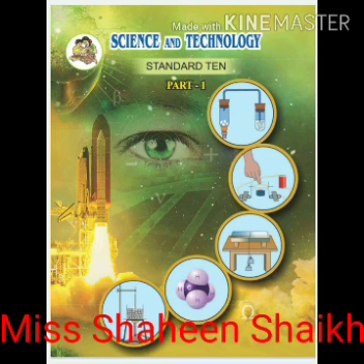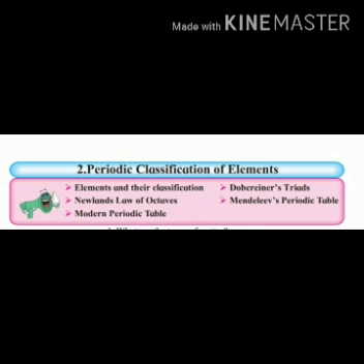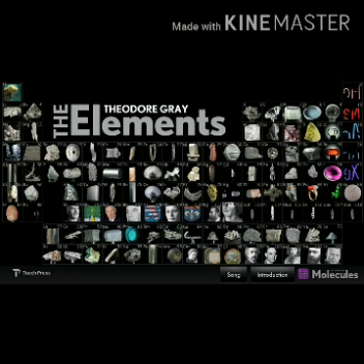In the previous lecture, we have learned about elements and their classification, Dobereiner's triad, Newlands' law of octaves, and the Mendeleev periodic table. Students, today we will study the modern periodic table. Before we start with the modern periodic table, let us recall what we have studied in the previous lecture.